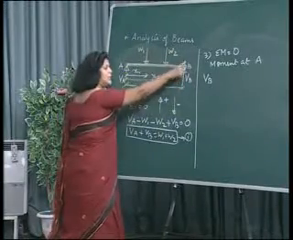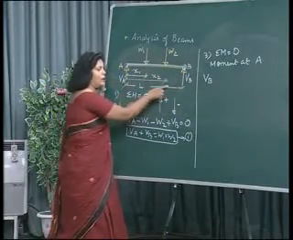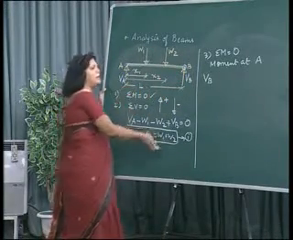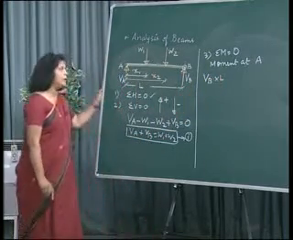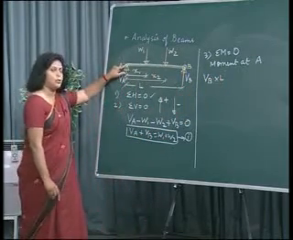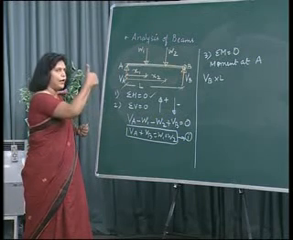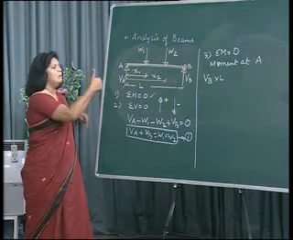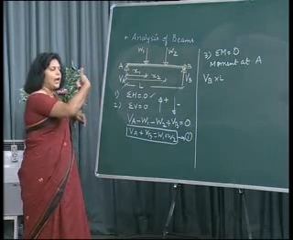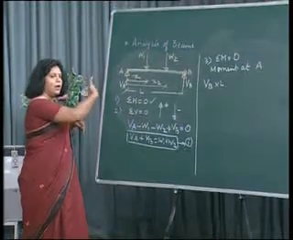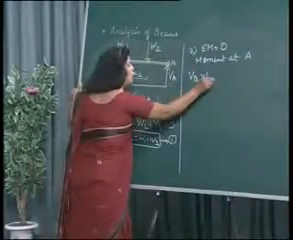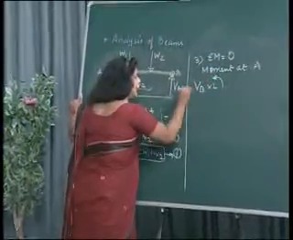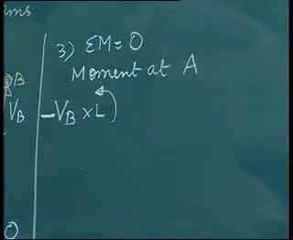So perpendicular, as VB is vertical, the perpendicular distance will be horizontal. So VB into L, that is the perpendicular distance up to the point A where the moment is to be taken. Now VB is in the upward direction, and my fingers are showing which direction? Anti-clockwise. You can see the direction of the fingers is anti-clockwise. So anti-clockwise moment we are taking as what? Negative. So VB into L, negative.